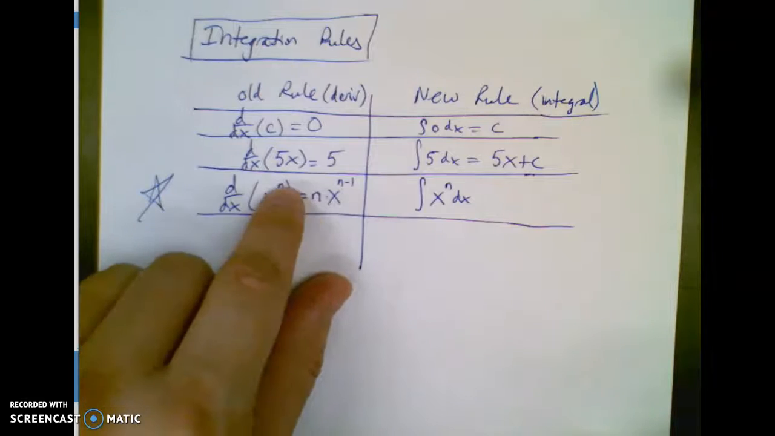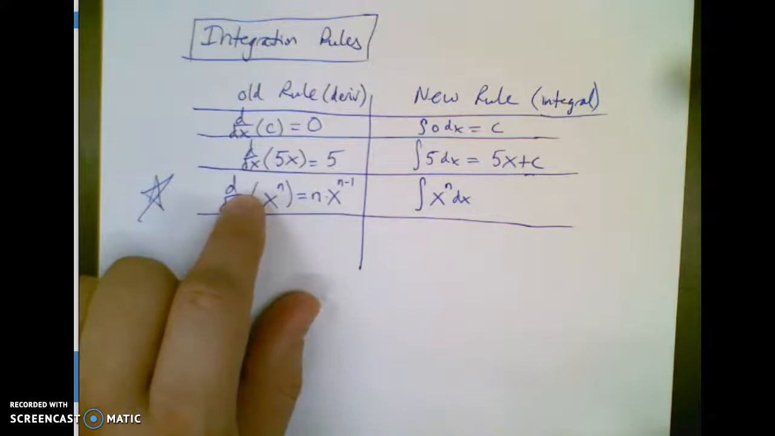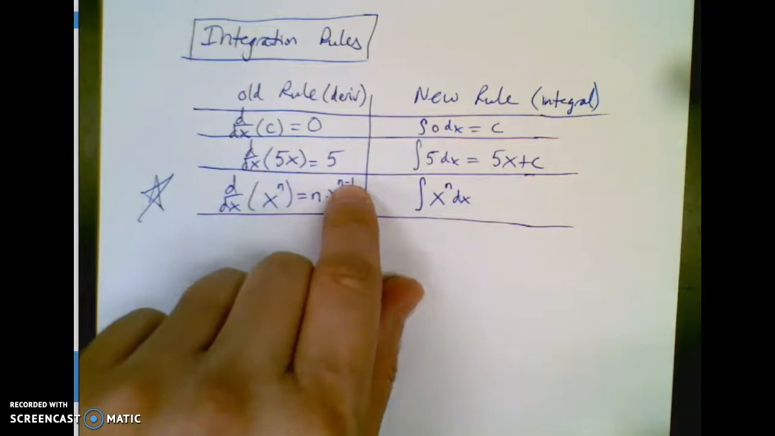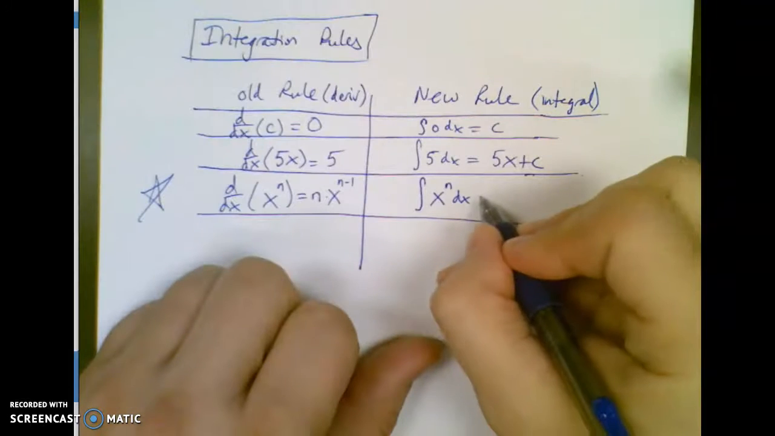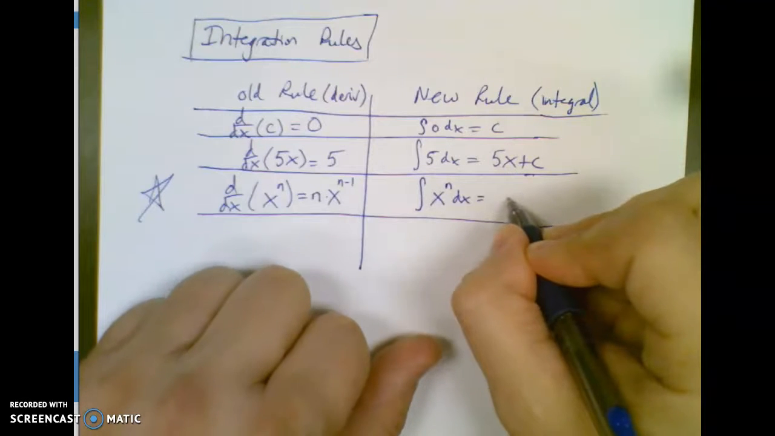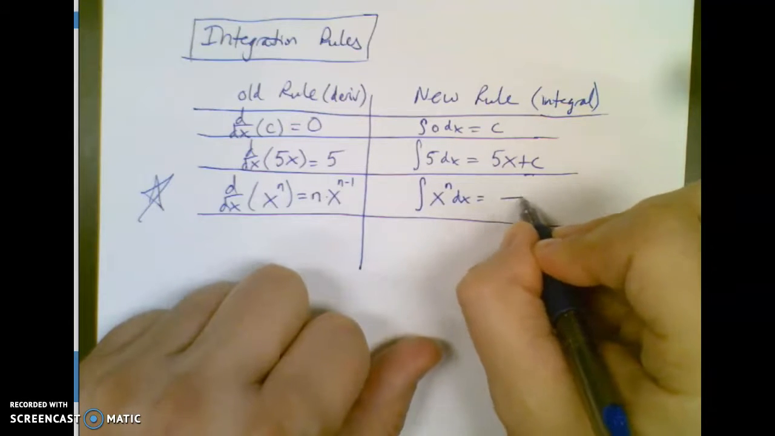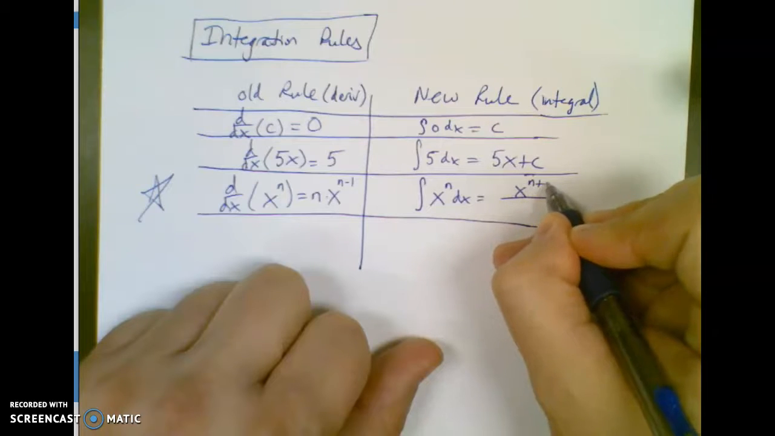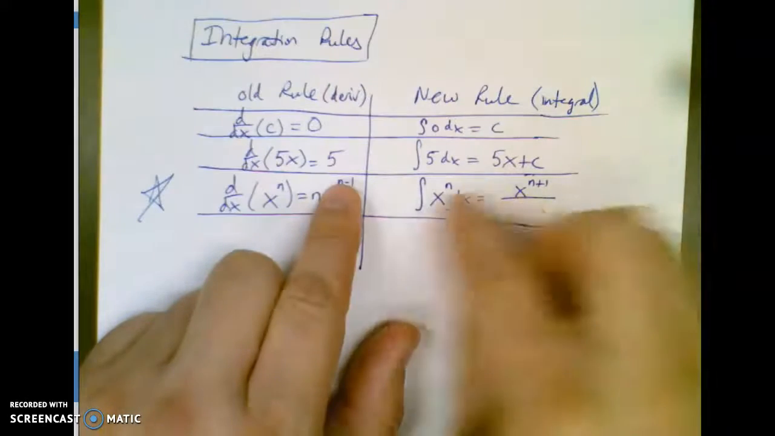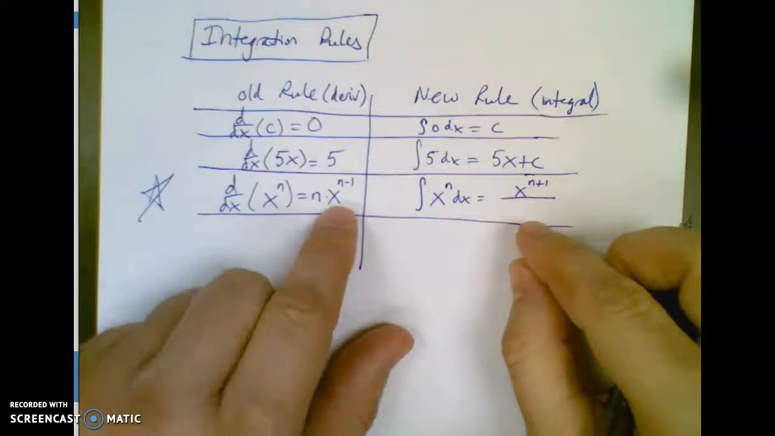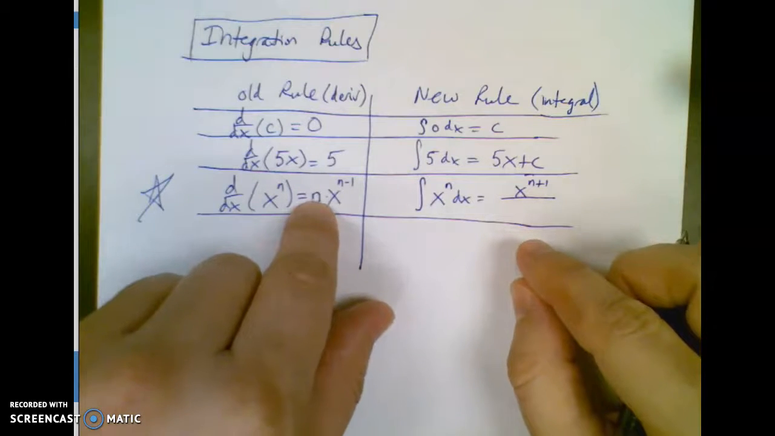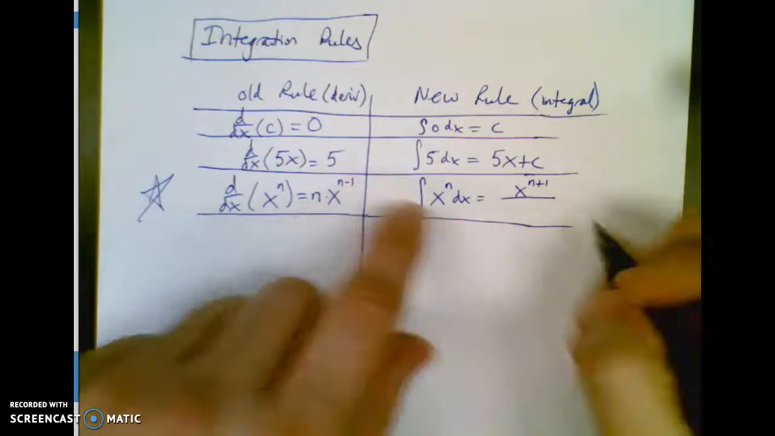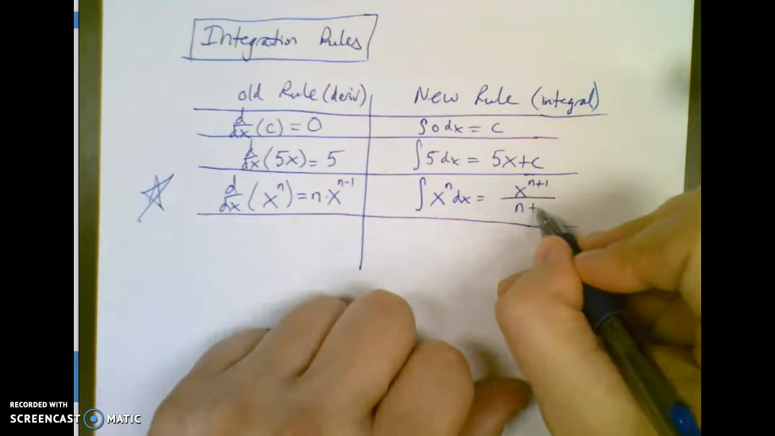I took the old power and put it in front first, and then I subtracted 1 from the exponent. So we're going to do this in total reverse. I'm going to add 1 to the exponent, so it's going to be x to the n plus 1. That makes sense. It was minus 1, now it's plus 1. And instead of multiplying, we're going to divide by the new exponent. So the order changed too.